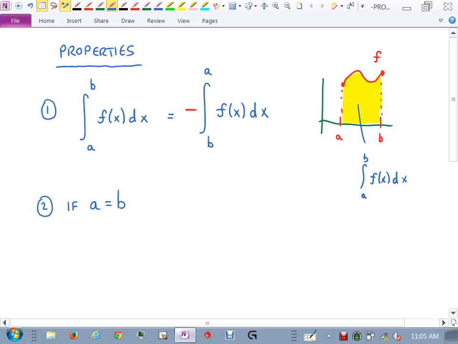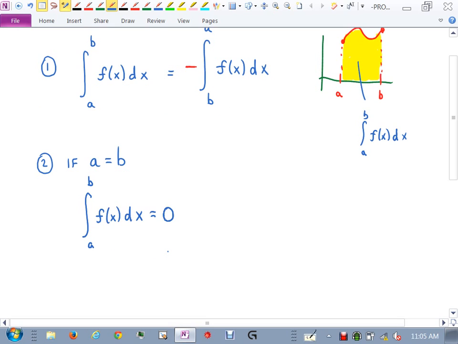Now, if A equals B, then what do you think the definite integral value should be? 0, right? Because if A is B, you don't have any width. So it'd be 0. You have no area. I hope that seems to be reasonable.